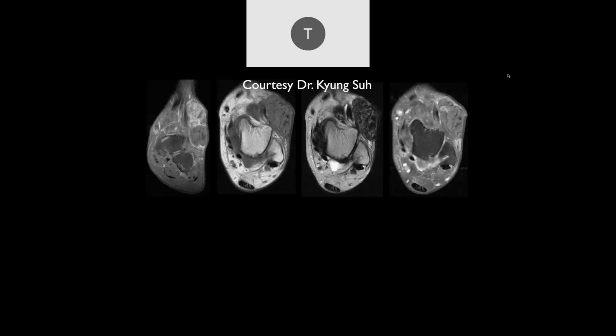Let's see, on these axials, looks like they're in the anterolateral gutter. I don't think they're associated with the bone or surrounding tendons.